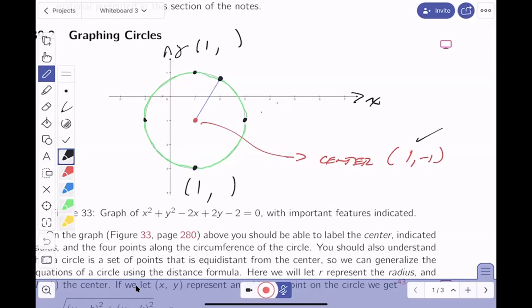Now let me look at the other points, these two over here. Again, the claim is I'm moving to the right and I'm moving to the left. What's not changing? The y from the center. Again, I'm moving from the center. What's the y? It's -1. I'll write that down.